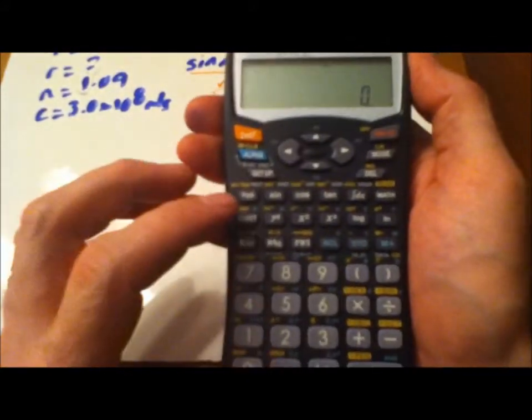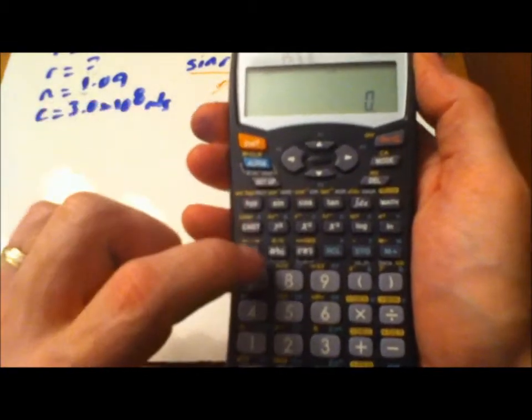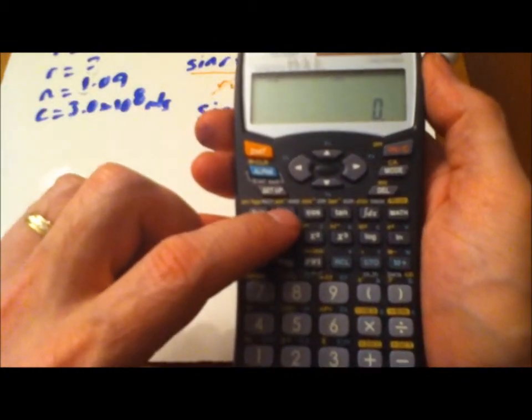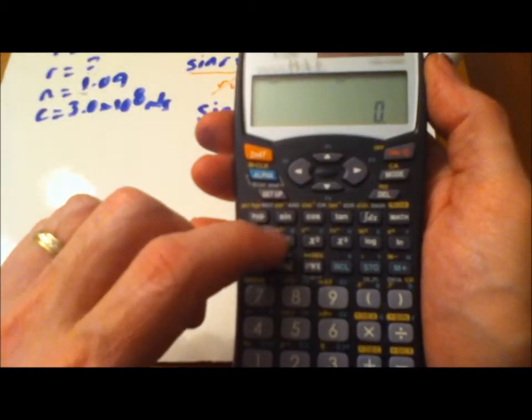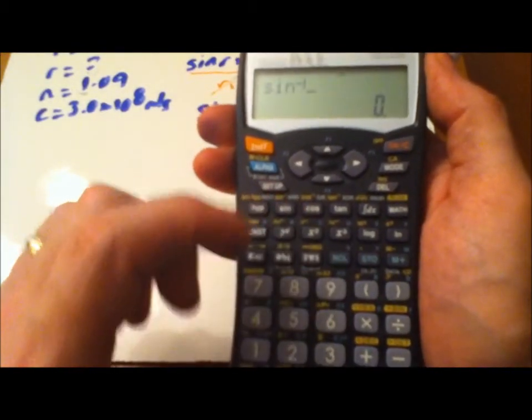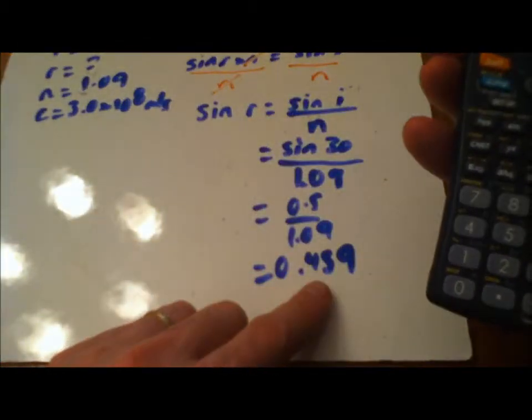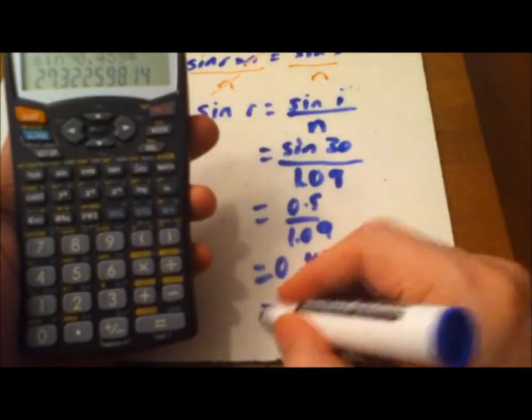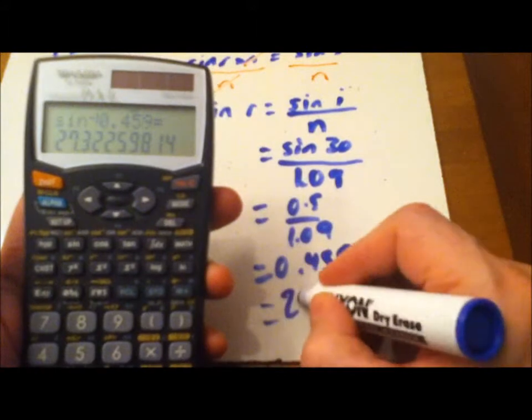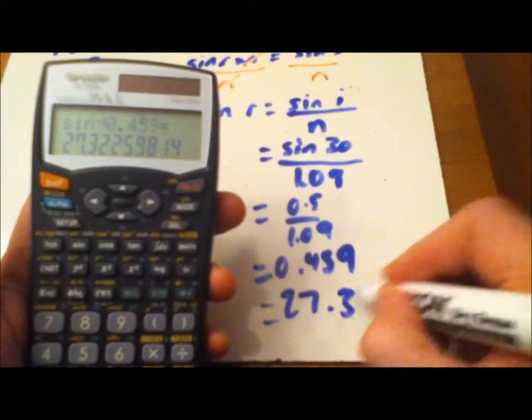So what we do is we hit second function, press sine here because above the sine button there's sine to the power of -1, so we find the inverse of it, so press that. So you can see here sine to the power of -1, and now press 0.459, and we get an answer of 27.3 degrees.